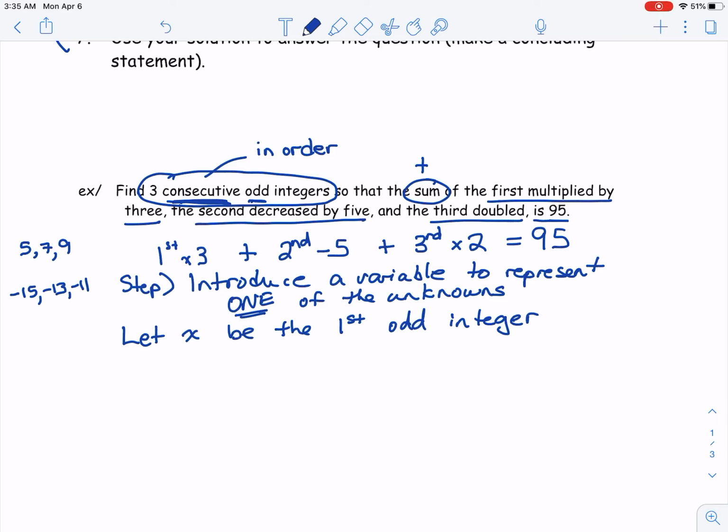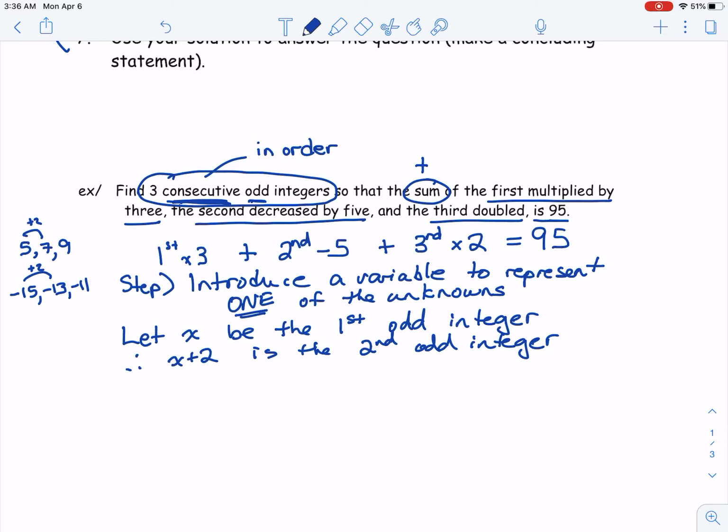Okay, so now we have to think, well, if x is the first odd integer, how do we get to the second odd integer from the first? Well, to get from 5 to 7, we have to add 2. To get from negative 15 to negative 13, we have to add 2. So it looks like to get from one odd integer to the next odd integer, we have to add 2. So therefore, x plus 2 is the second odd integer.